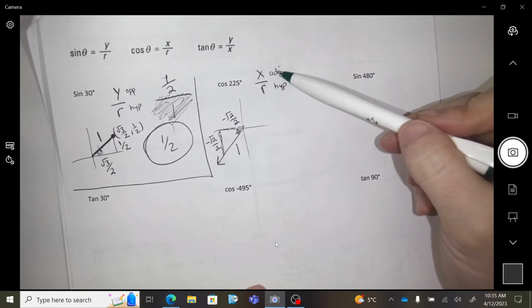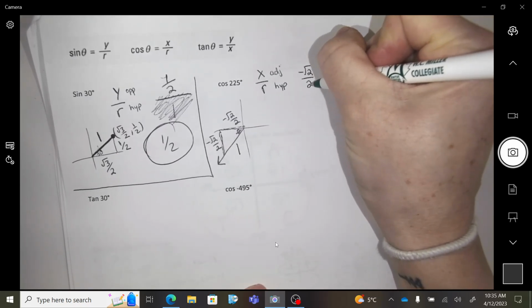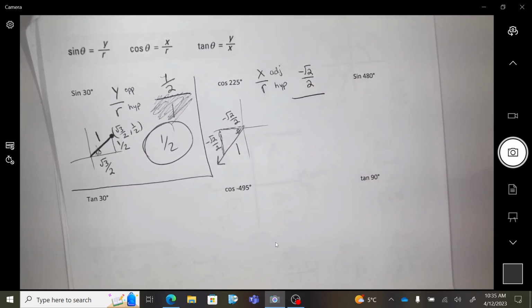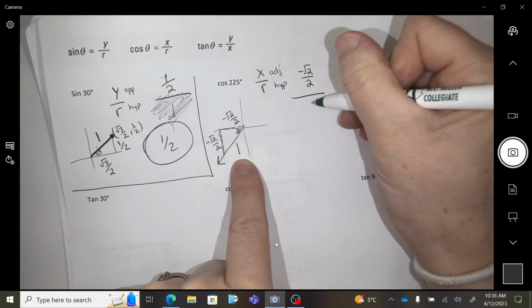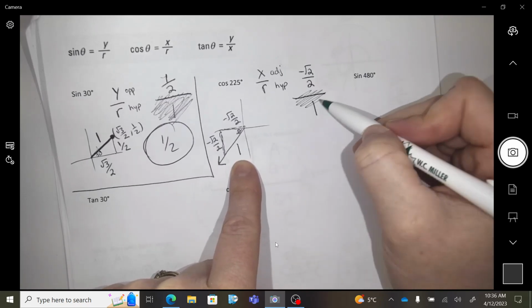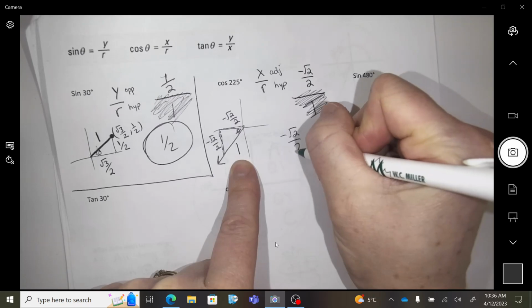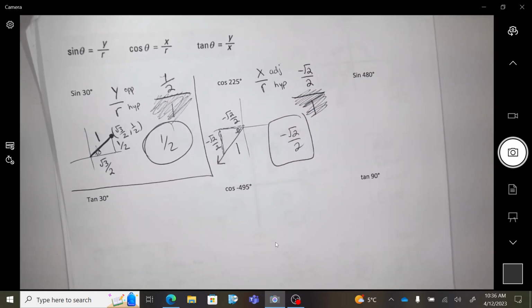So what is the x value? Negative root 2 over 2 divided by the hypotenuse, or the r, which is 1. And again, in math, you don't need to divide by 1. So your answer is negative root 2 over 2.